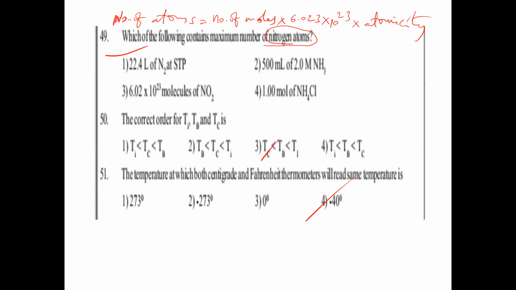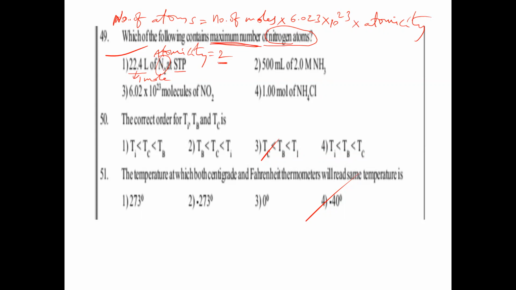So here it is given 22.4 liters of nitrogen at STP. What is the atomicity of nitrogen here? Atomicity is 2, for in each molecule there are 2 atoms. Now the number of moles, 22.4 liters at STP, will be equal to 1 mole. So number of moles 1, into Avogadro number, into atomicity 2. Like that we have taken the number of atoms. So that's the maximum number of atoms. So this way we have to understand.